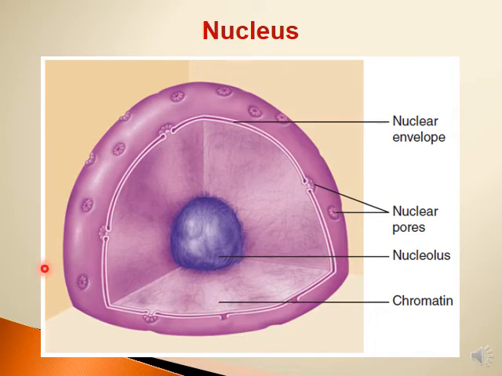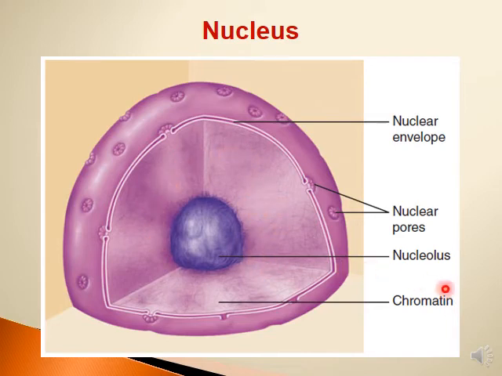Now let's talk about the last organelle, or the last part of the cell, which is the largest organelle inside the cell. As you can see in this slide, the nucleus has a double-layered nuclear envelope, an outer layer and an inner layer, and these layers fuse together at the nuclear pore, which is very important for the transport of proteins and RNA between the nucleus and the cytoplasm.